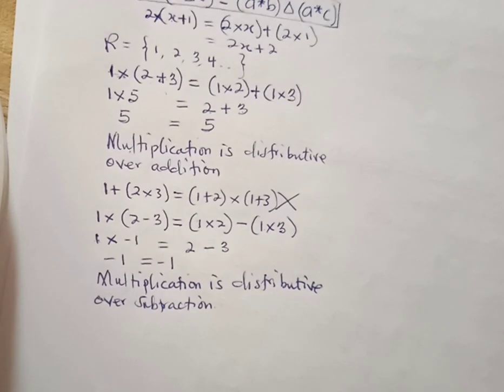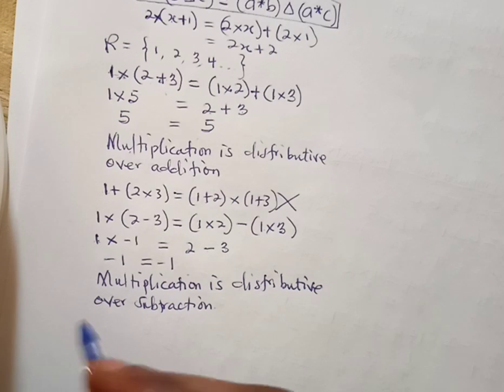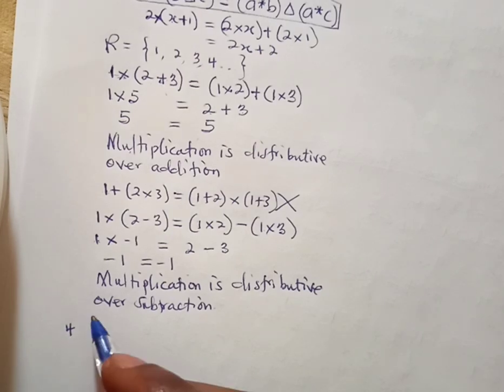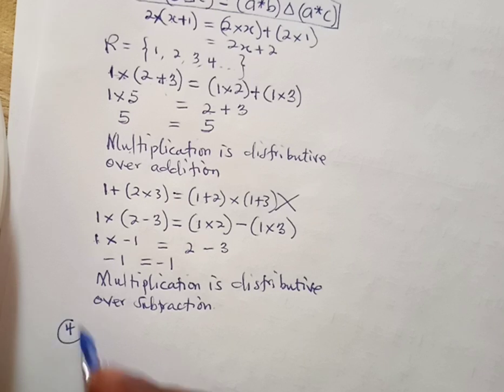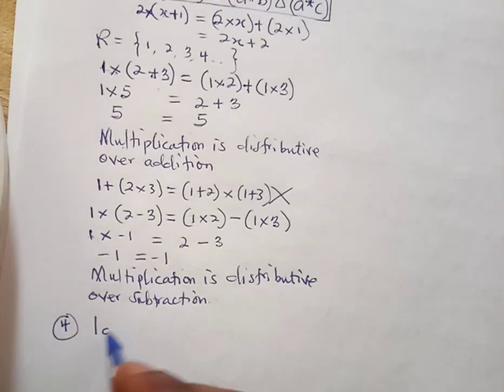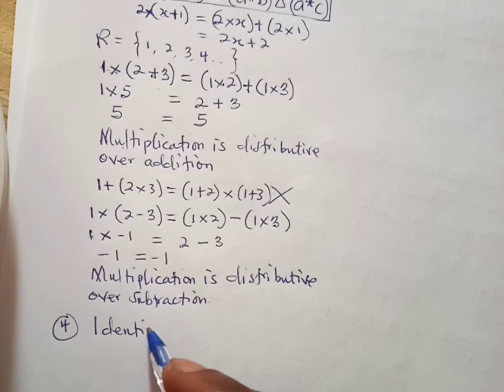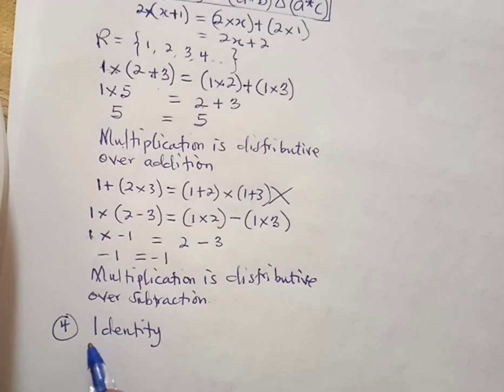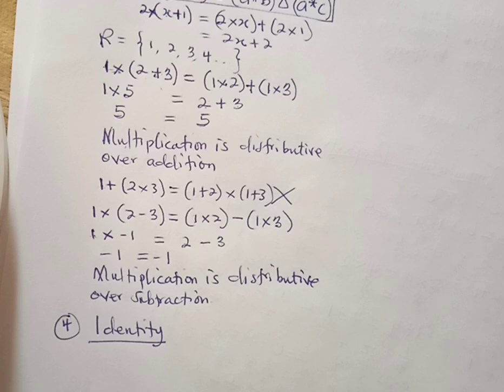All right, great. Now let's also look at our property 4, which is what? Identity property. Great. Identity property. So let's talk about this. So when we say identity, what is an identity? So for this identity, we are saying that this is a number.